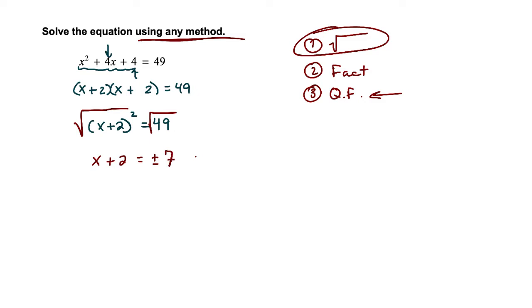Now, some students are still having a hard time figuring out what's going on. Here's what this means. It means x plus 2 could be equal to a 7, or x plus 2 could be equal to a -7. That's what this plus or minus means. And then when you solve these, it gives you the 2 answers. Subtract 2, you get -9.